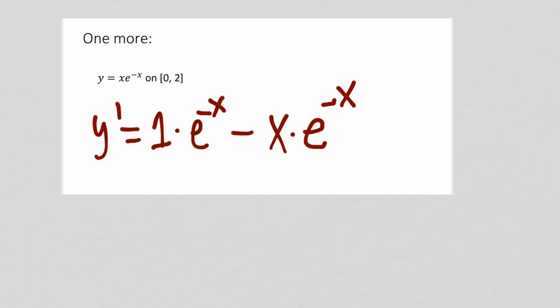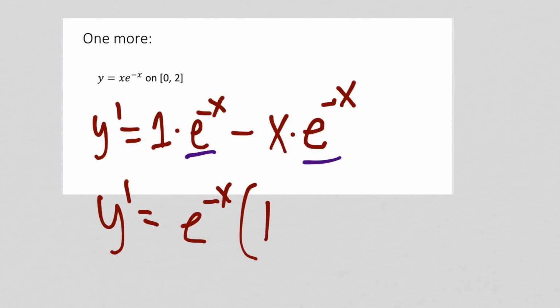Seems like it's going to be hard to find critical points here, but it's actually not so bad, because I have a common factor. I have an e to the -x, and I have an e to the -x that I can factor out. So I get e to the -x, what's left over? I have a 1 minus x is my y prime.